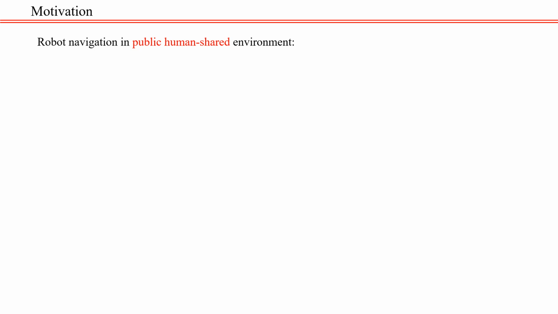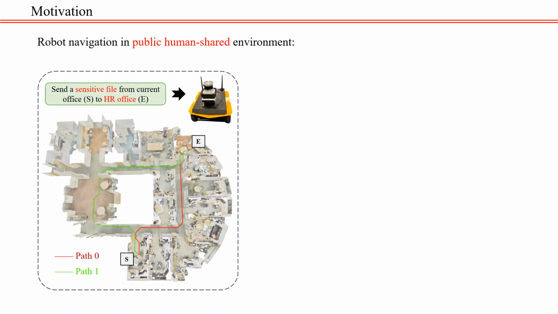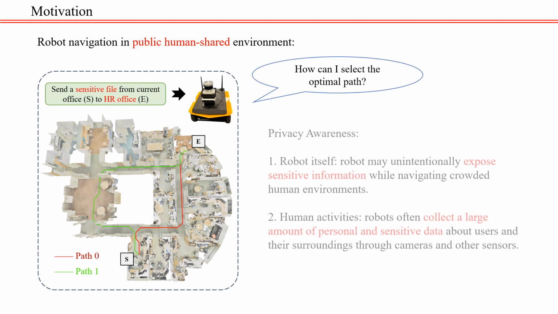Consider the scenario where a robot is tasked with delivering a classified document from a manager's office to the HR department. There are multiple paths the robot could take. So how can the robot select the optimal path?